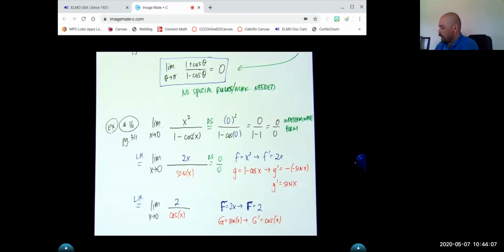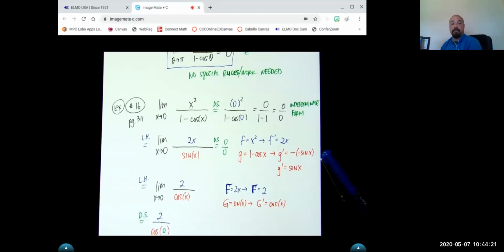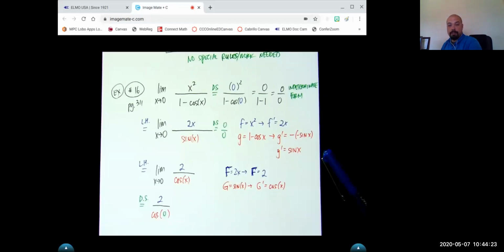And now direct substitution in this case will lead us to a numerical result that we can manage. 2 over the cosine of 0, right? Which is 2 over 1. So in the end, our limit is 2.